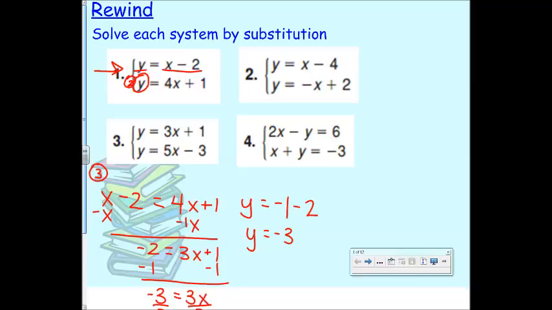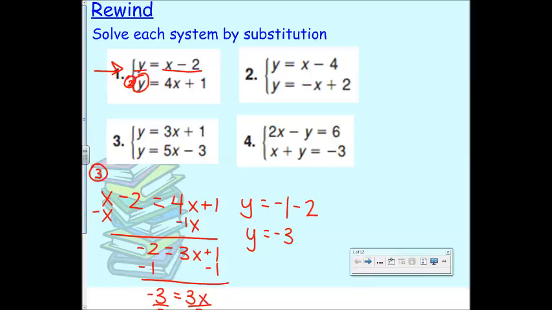So substitution gets a little more complicated when you don't have a variable by itself, which is in number 4, because number 4 is the only one with a variable that isn't by itself. All right, so if we have time at the end, we'll go back and look at that. But because classes are shorter today, I want to get started on what we're talking about today.